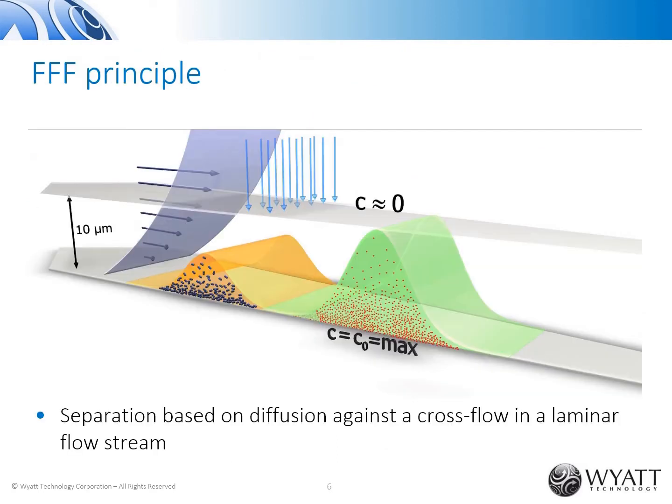How does Flow-FFF work? The sample is injected into a thin ribbon-like channel, which has a porous bottom wall. Part of the flow, passing through the channel towards the outlet, permeates through the bottom, creating a crossflow. This crossflow concentrates the sample towards the so-called accumulation wall, the bottom wall, by exerting a friction force.